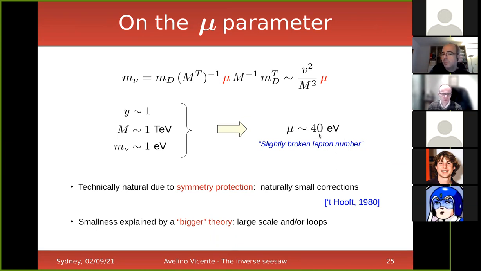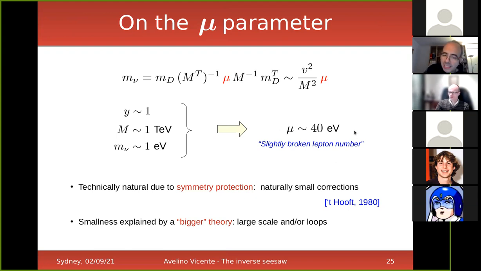So which is a very small quantity when you compare it to different scales in the model, for example, the electroweak scale or capital M. That's why some people call this type of models slightly broken lepton number, because this is the amount of lepton number breaking that you have allowed in your model. So it's a very, very small amount compared to other scales in the model.